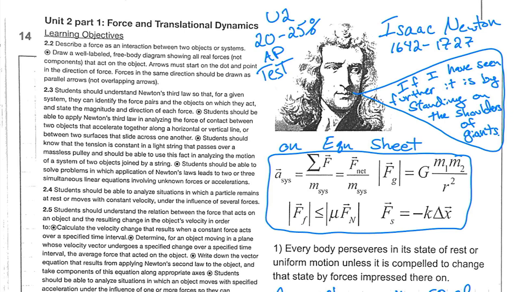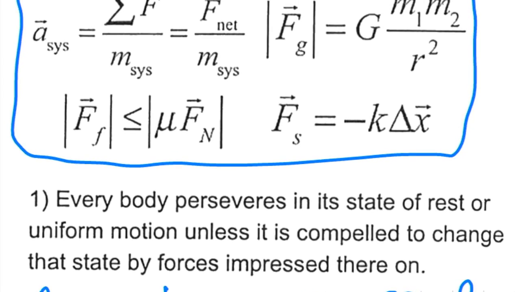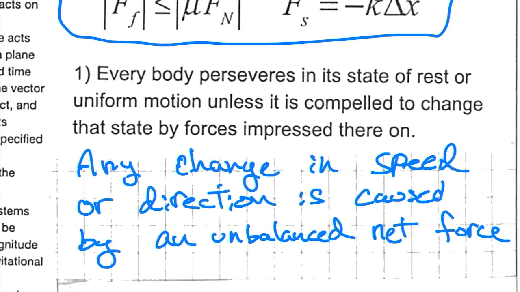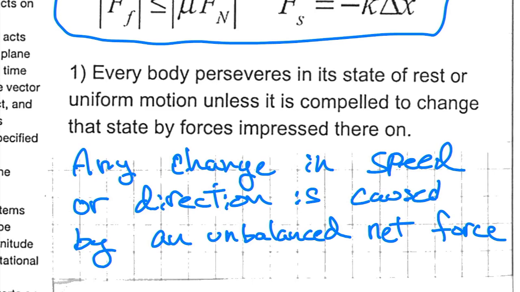Here are Newton's three laws in his original words, which were in Latin. The first law is that every body perseveres in its state of rest or uniform motion unless it is compelled to change that state by forces impressed thereon. And in modern language, this would mean any change in speed or direction is caused by an unbalanced force. Of course, a change in speed or direction is an acceleration. So this just says accelerations are caused by unbalanced forces.